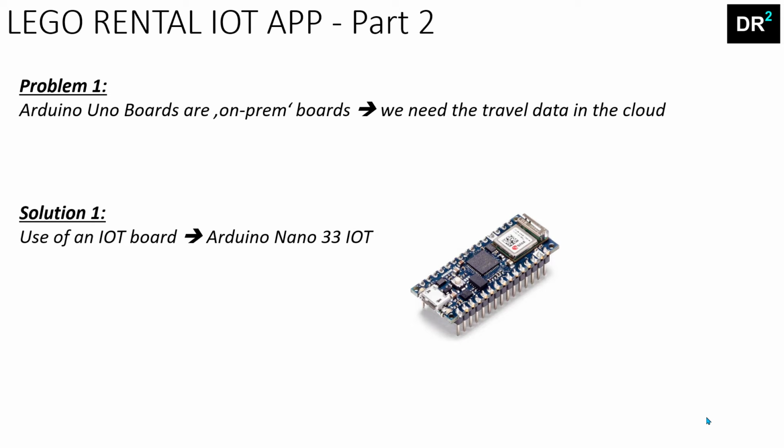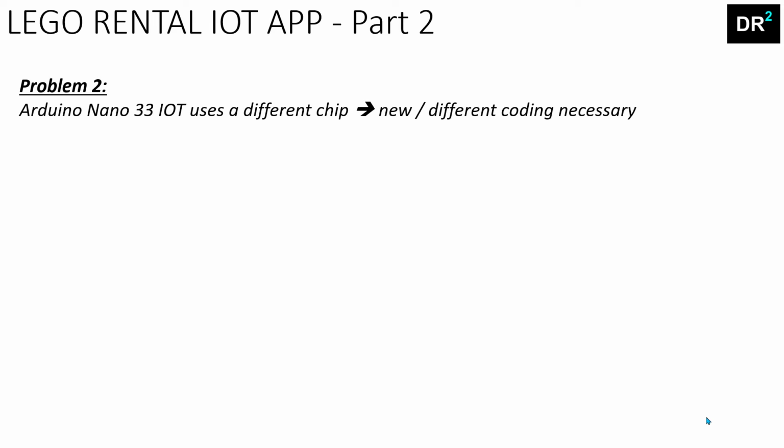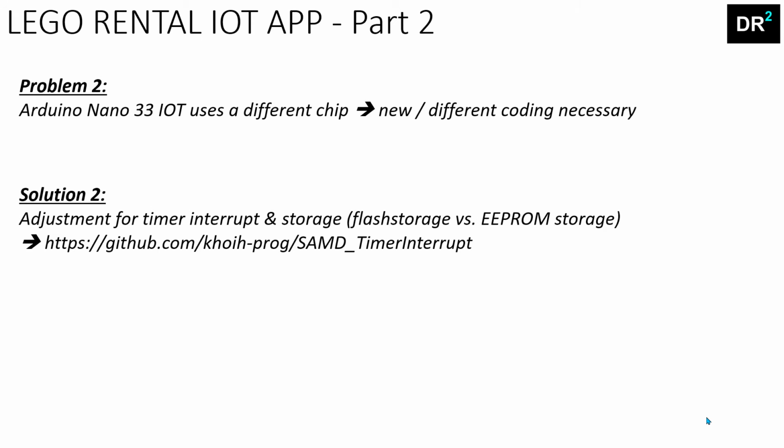So what can we do? Well, we can use a different board. I used here the Arduino Nano IoT board, which is one of the cheapest ones that you can get for that. But this one has another problem. It helps you to connect the data to the cloud, but it uses a different chip. And because of the different chip, some of the features that I used before in my code don't work. So you cannot just copy and paste the timer and this flash storage, because this works differently. Therefore I had to adjust the code, especially for the storage that stores the kilometers traveled.